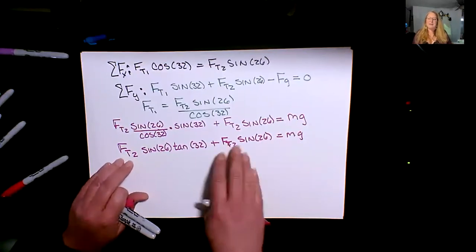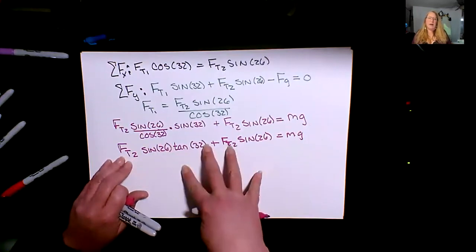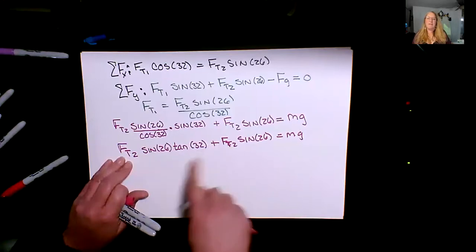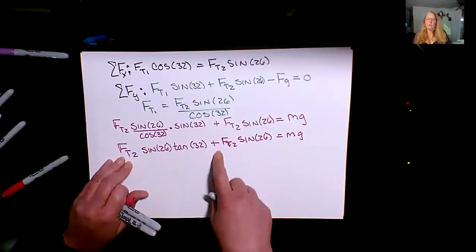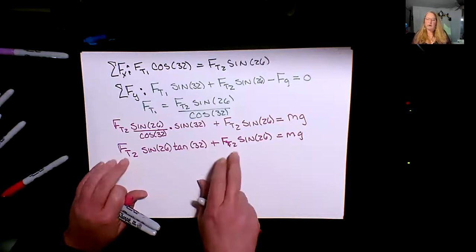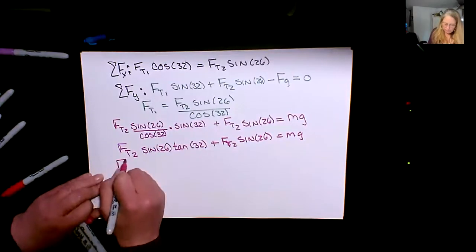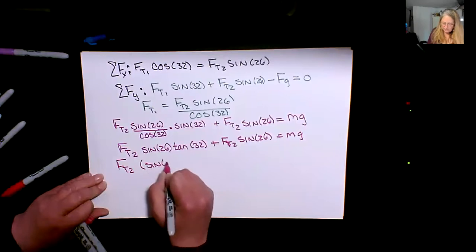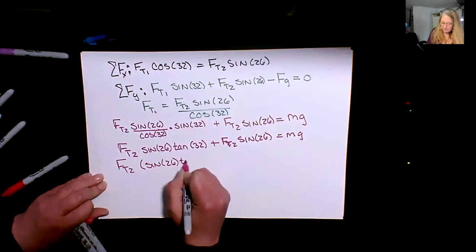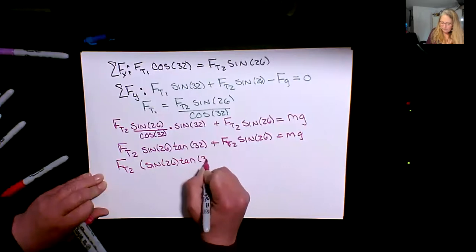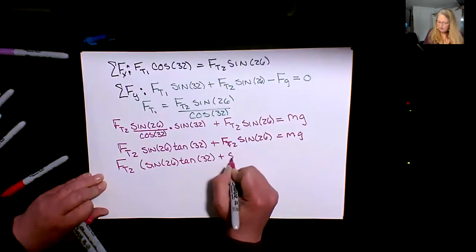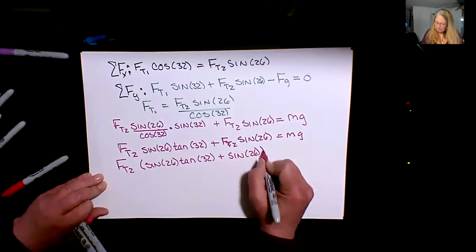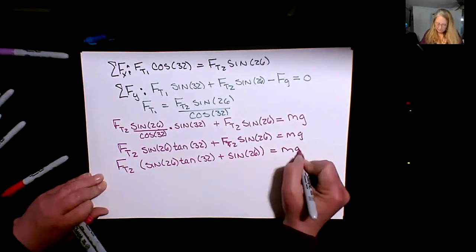So if I can get everything with whatever variable it is that I'm interested in on one side of the equation, I can factor it out and then solve. So I can factor out my force of tension 2 times sine of 26 tan of 32 plus sine of 26. And that whole thing equals mg.